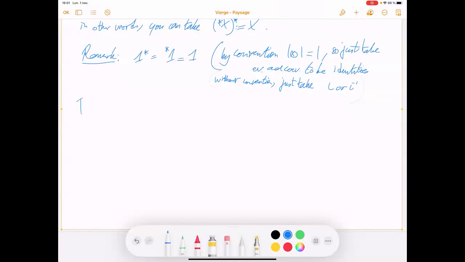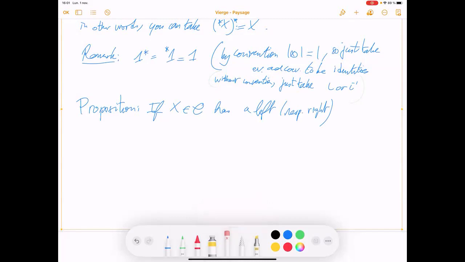So proposition. If X is an object of a monoidal category, as a left respectively right dual object, then it is unique up to a unique isomorphism, preserving evaluation and co-evaluation map.